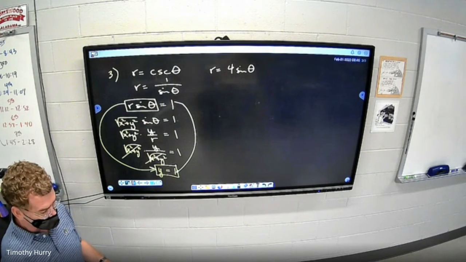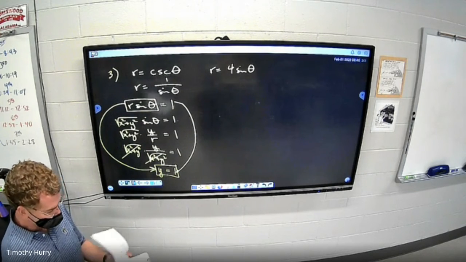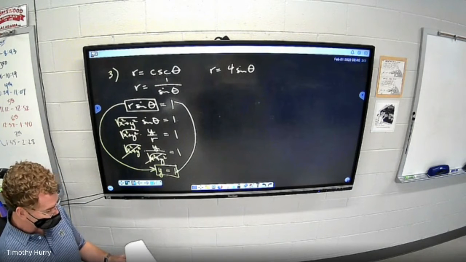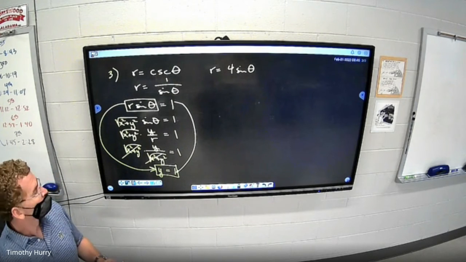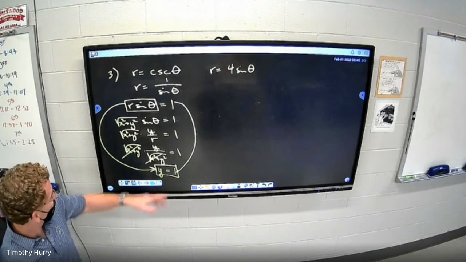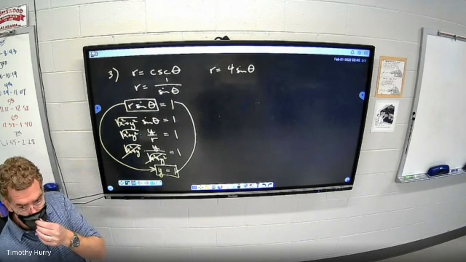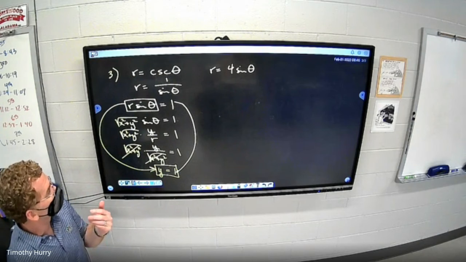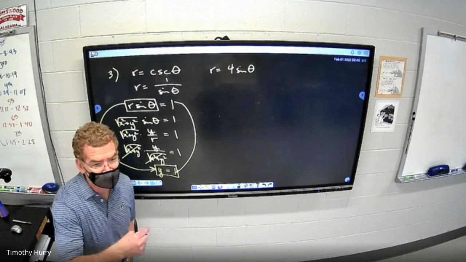Now, for those of you that are like, well, I could change R to the square root of x squared plus y squared, I could, and I could get down that road. It would kind of feel like this. And you just said 4y. Well, hold on. Y is R sine theta. I don't have an R.